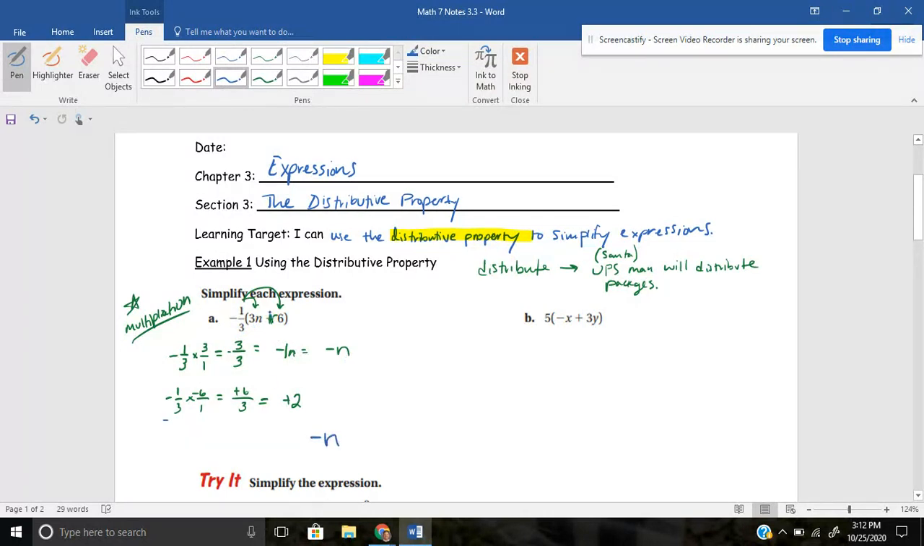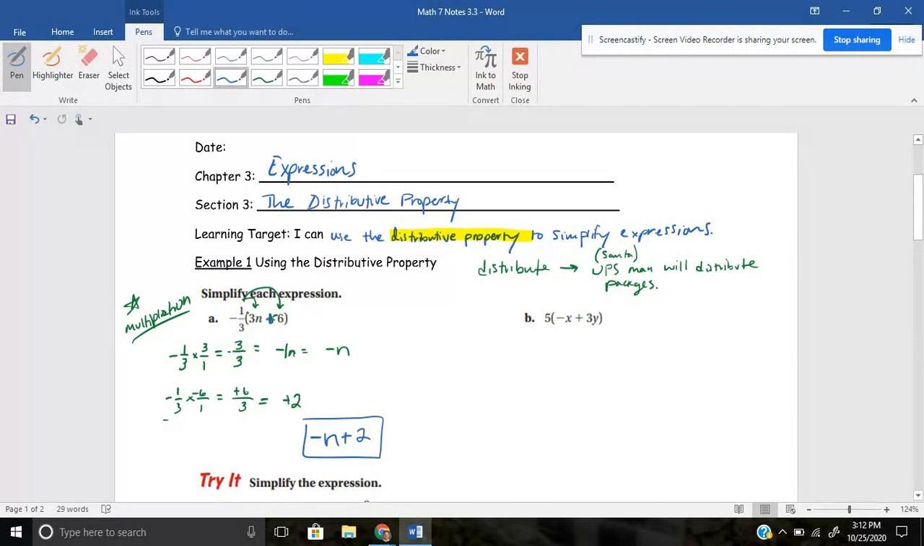And I'm adding to that. When I multiplied negative 1/3 times 6, I got 2. So this expression simplified is negative n plus 2. Okay, you can kind of think about this.